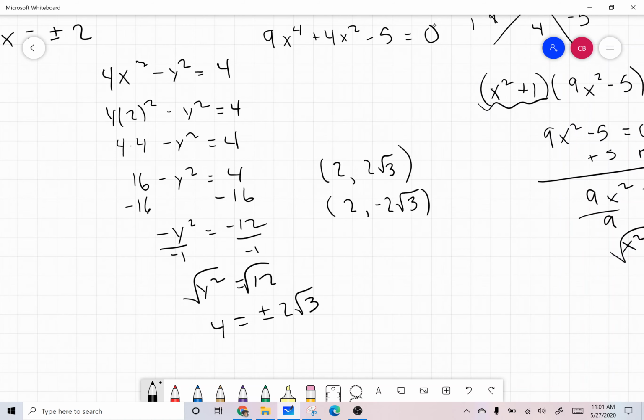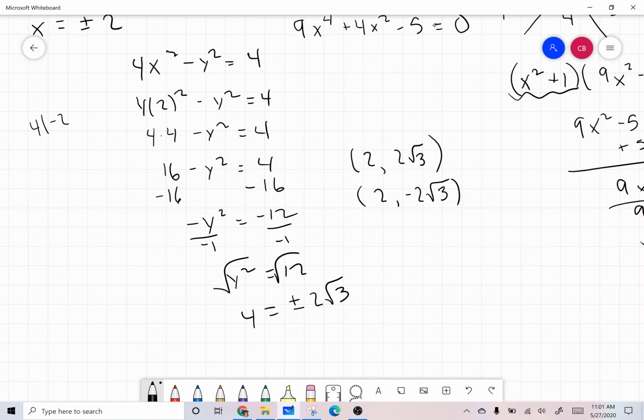So we have 4 times negative 2 squared minus y squared equals 4. This is going to be 4 times 4. This is still 16 minus y squared equals 4, which you can see right here is the same thing. And so we get negative 2 and 2 square root 3, and negative 2 and negative 2 square root 3. This time we had 4 solutions.